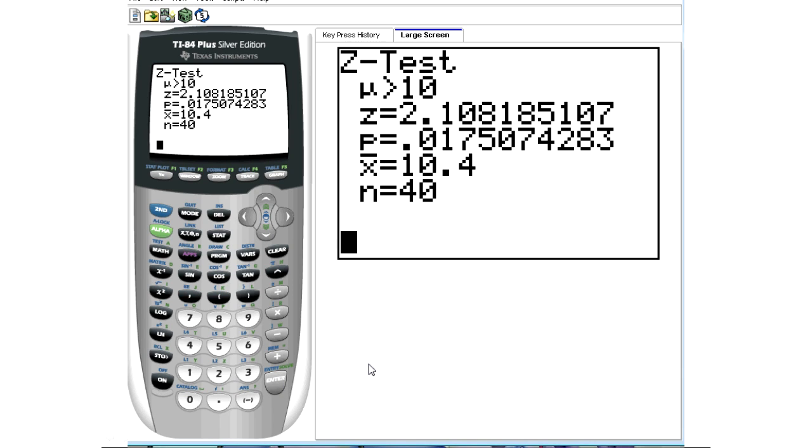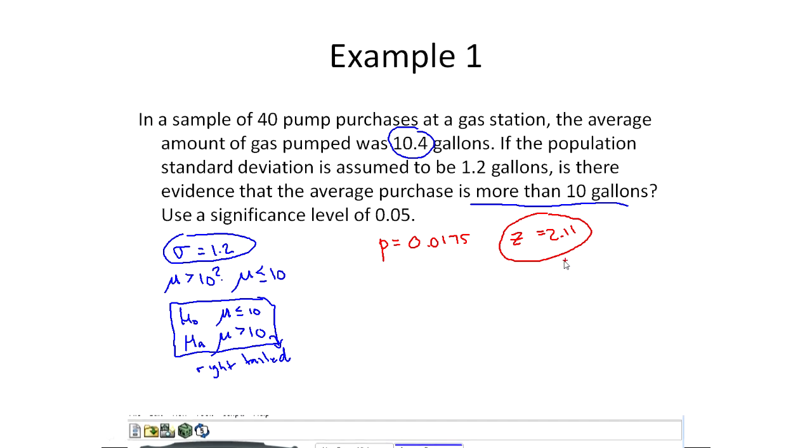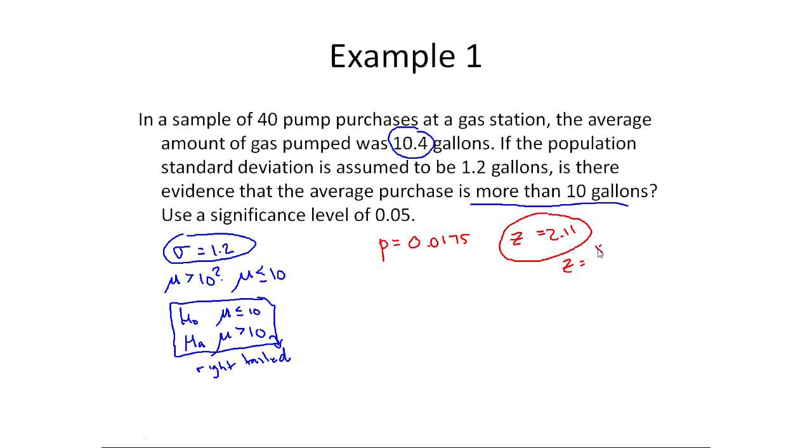And so we get two important values. We get a p-value of 0.0175, and we get a test statistic of z equals 2.11. So if you were doing this with a rejection region, this would be the test statistic that you would get using the formula z equals x bar minus mu over sigma divided by the square root of n. So if you calculate this and try to do this problem using a test statistic in a critical region, this is the value you should get. This would be a really good way to test yourself.